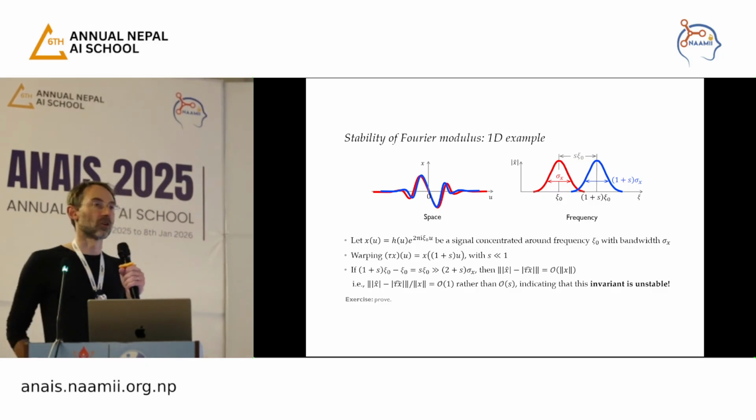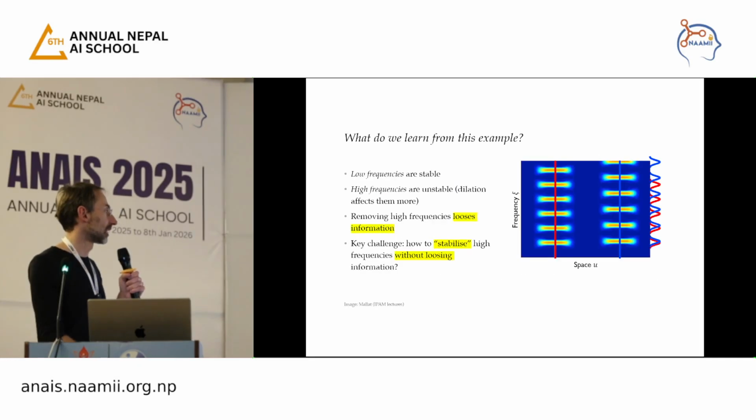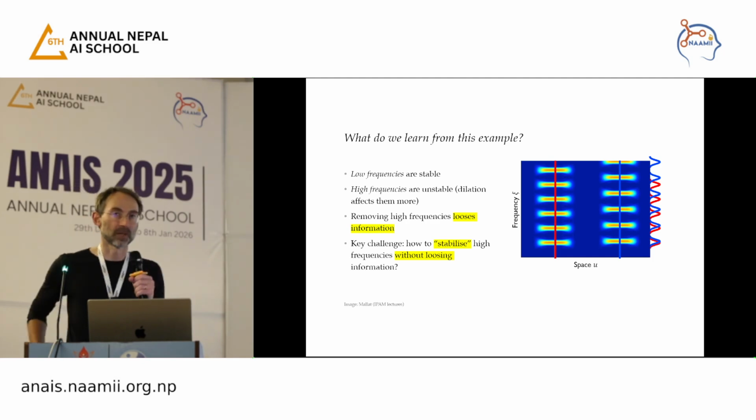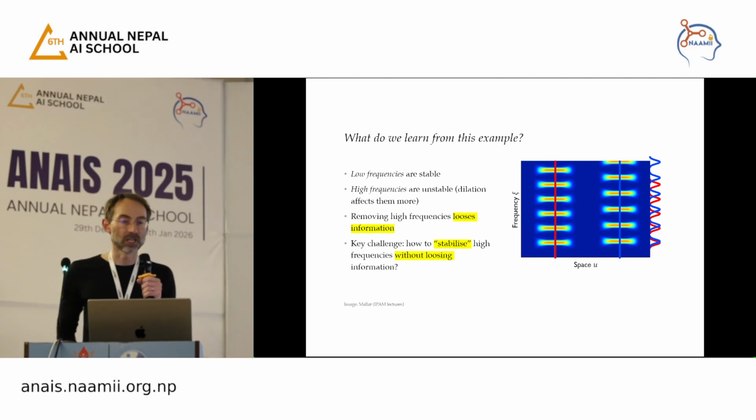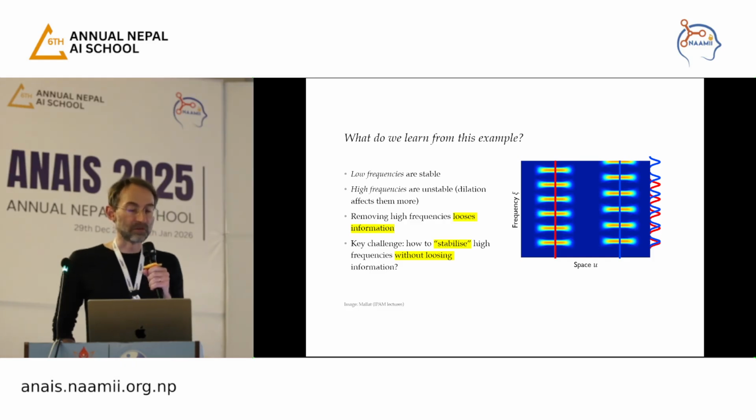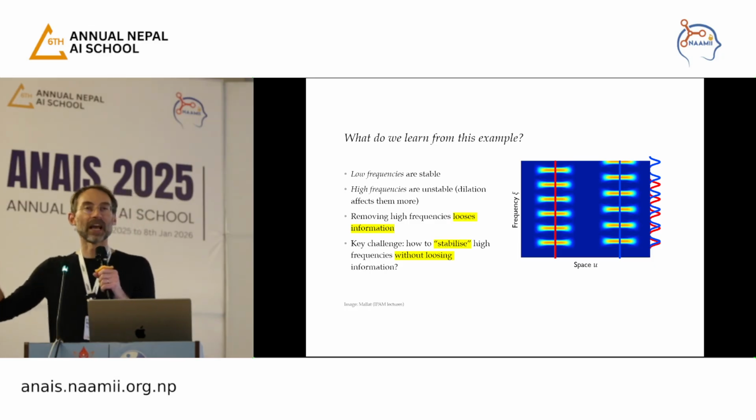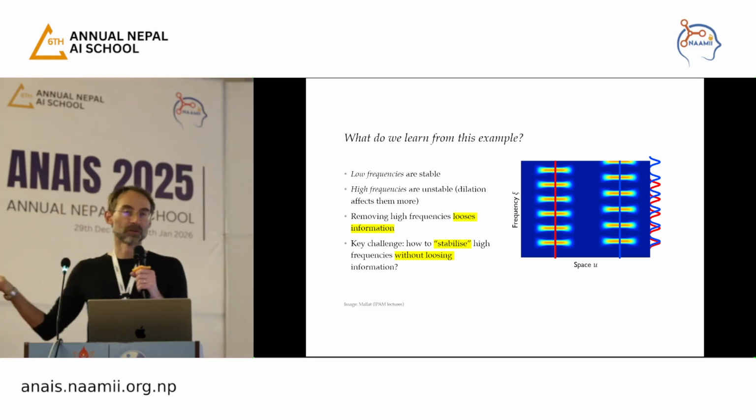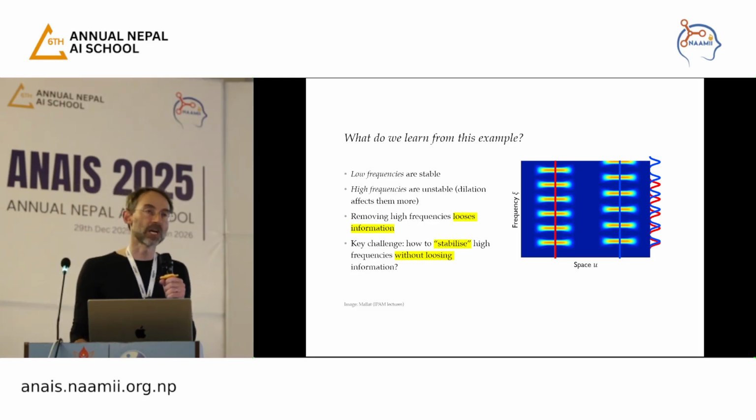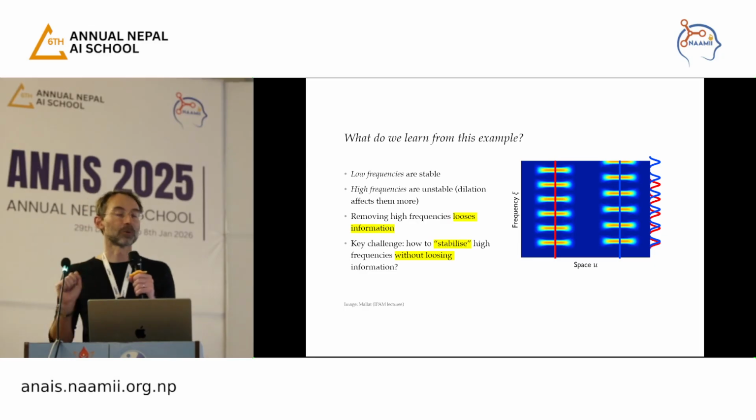So if I plot the spectrogram, the joint plot of basically the short time Fourier transform, here is the space and here is the frequency. This is the original signal and this is the warped signal. You can see that what is mostly affected are the high frequencies. They are mostly affected by this dilation. The low frequencies are stable. But if we remove the high frequencies, if I just apply a low pass filter, I lose information. It's like averaging the image, so it's not good. The key challenge is how to stabilize the high frequencies without losing the information.